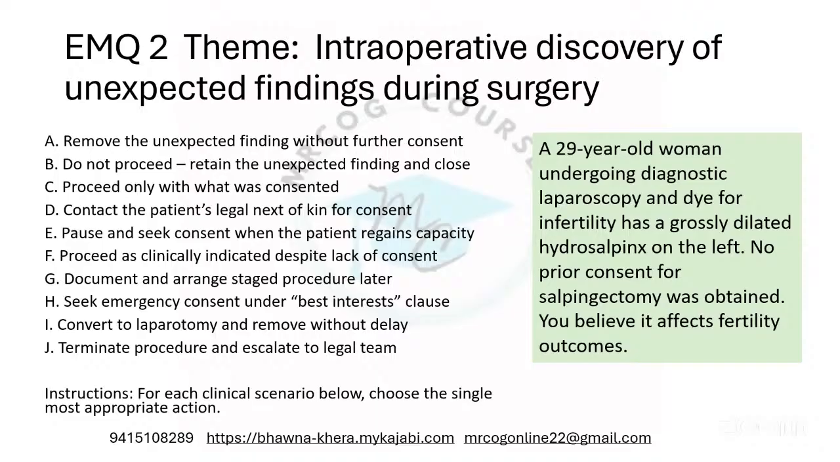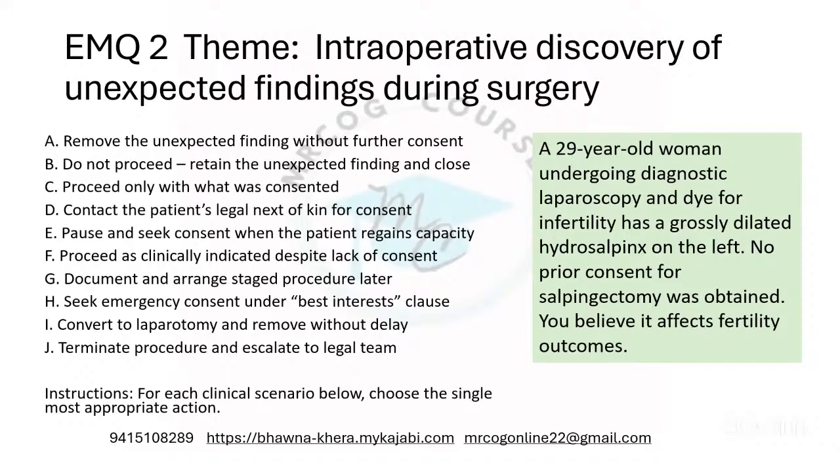So three answers, C, B, and F, are the final ones, right? So now look at this. C means proceed only with what was consented. But here, a diagnostic laparoscopy has been done, right? We don't know whether she consented for any additional procedure or not, like salpingectomy. Do not proceed, retain the unexpected finding and close. In this, we can't do anything. We don't know. So actually, do not proceed. Just wait, because you cannot do the salpingectomy without the patient's consent.